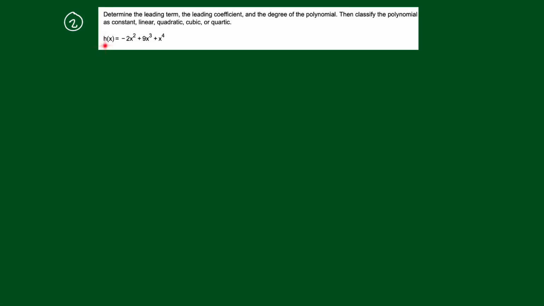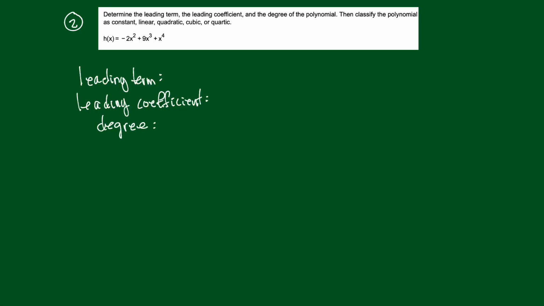So for this polynomial right here, let's determine the leading term, the leading coefficient, and the degree. Now the leading term, I'll write these down. So the leading term is going to be the term with the highest degree. Now this first term here has degree 2. The second term, the middle term, has degree 3. The third term has degree 4. So that's going to be the leading term. So the leading term is x to the 4th.